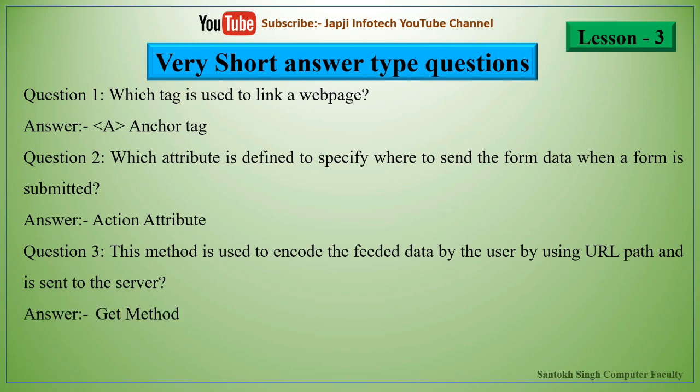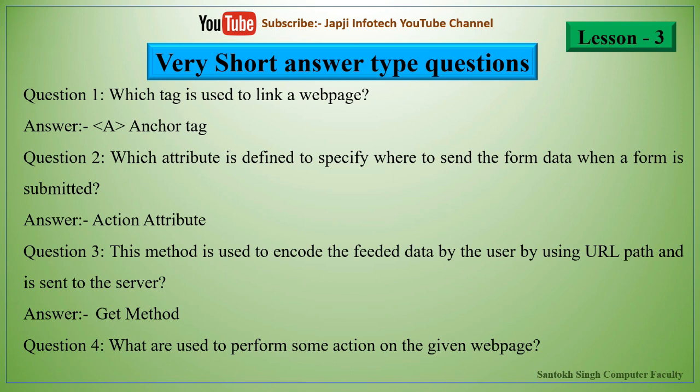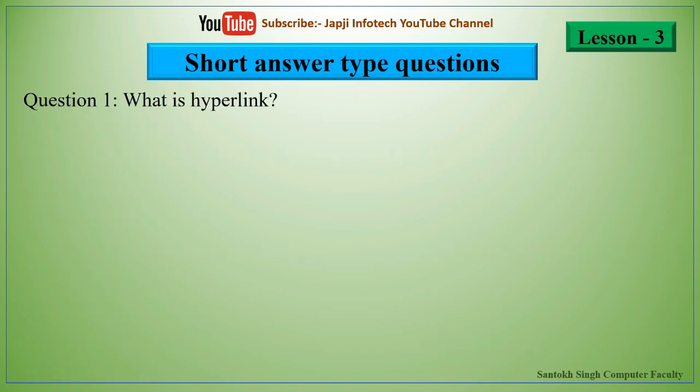So the answer is get method. So fourth question is, what are used to perform some action on the given web page? So the right answer is button. So now we will learn about short answer type question.